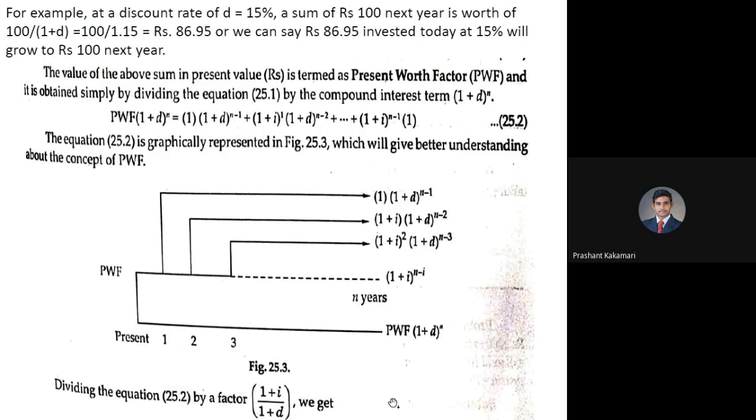So in this one example, they have explained at the top: at a discount rate of 15%, a sum of 100 next year is worth how much? To find that, for 100 rupees, if you take a 15% discount, what is the value? It is around 86.95, or 85 rupees yearly. Or we can say, this 86.95 rupees invested today may grow by 15%, and we can get 100 rupees next year. So both ways are possible.